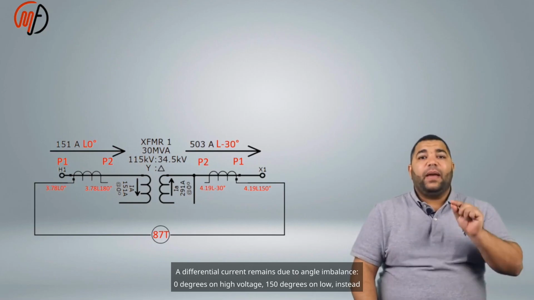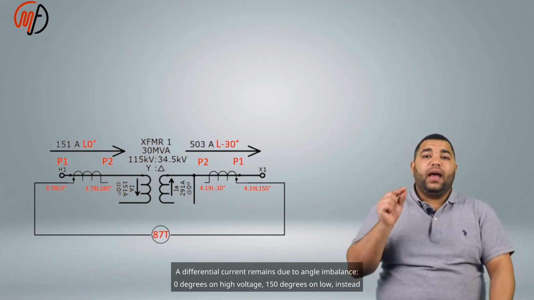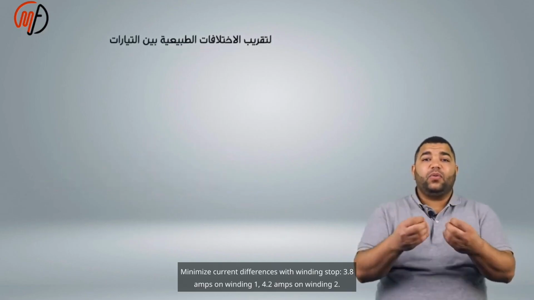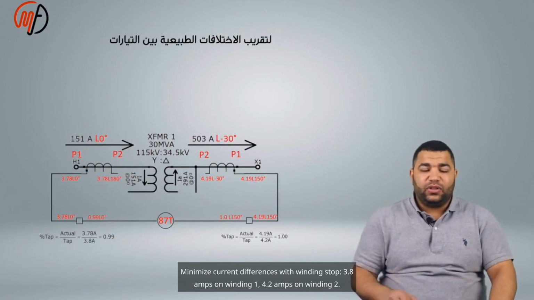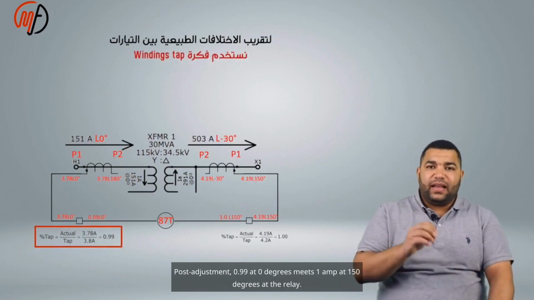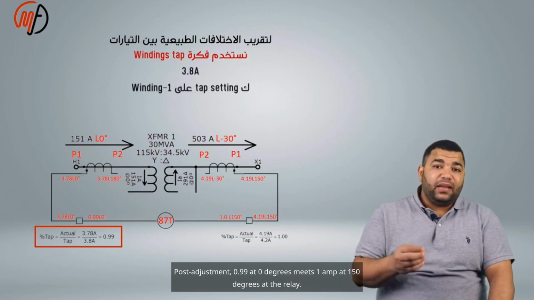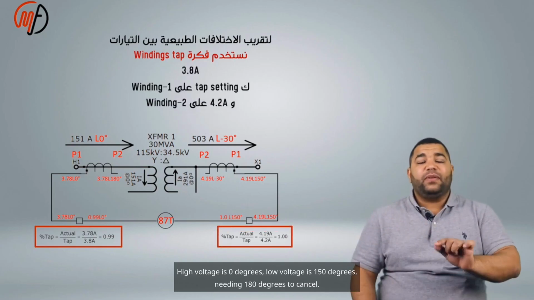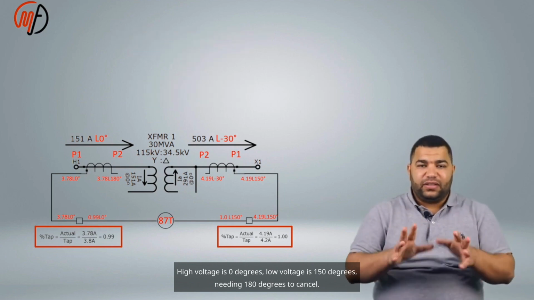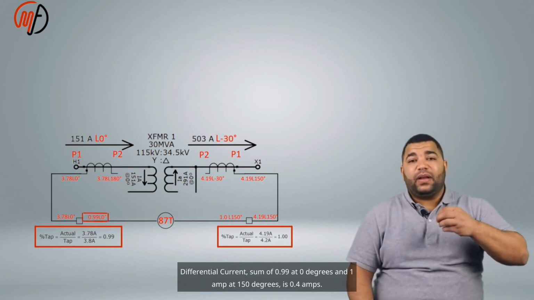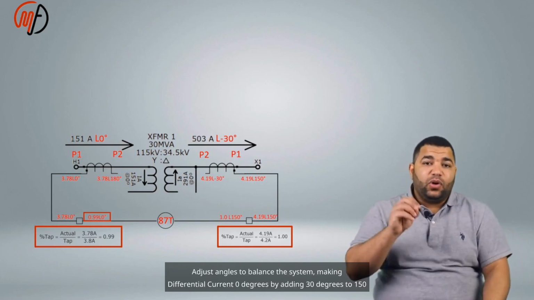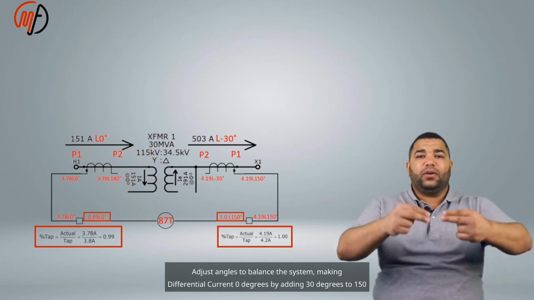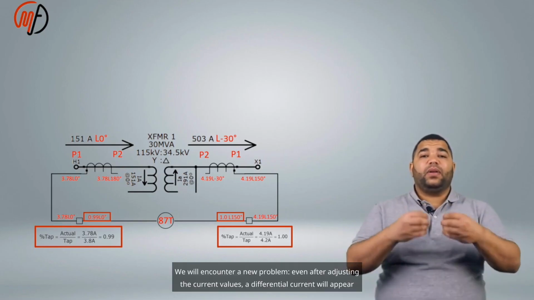A differential current remains due to angle imbalance: 0 degrees on high voltage, 150 degrees on low, instead of 180 degrees. Post adjustment, 0.99 at 0 degrees meets 1 amp at 150 degrees at the relay. Problem: differential current persists due to angle imbalance. High voltage is 0 degrees, low voltage is 150 degrees, needing 180 degrees to cancel. The sum of 0.99 at 0 degrees and 1 amp at 150 degrees is 0.4 amps. Adjust angles to balance the system by adding 30 degrees to 150 degrees to reach 180 degrees. We will encounter a new problem.